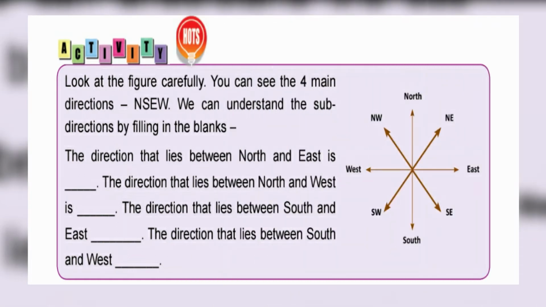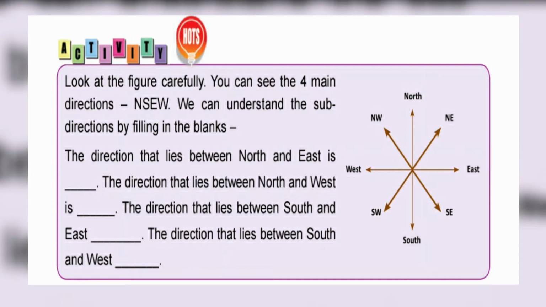Activity. Higher order thinking questions. Look at the figure carefully. You can see the four main directions: north, south, east, west. We can understand the sub-directions by filling in the blanks. See the picture, there are four main directions and four sub-directions.